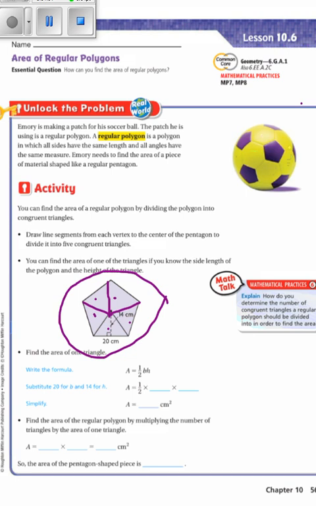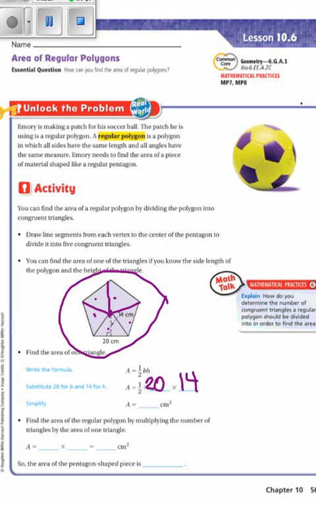Write the formula. A equals 1/2 BH. Area equals 1/2 times base times height. Substitute 20 for B, so we're going to put 20 here, and 14 for H, so we're going to put 14 here. Simplify. The next thing we're going to do is simplify, one step at a time.